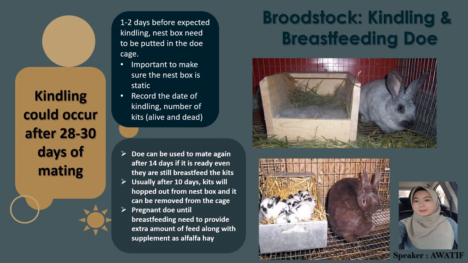Doe can be used to mate again after 14 days if it is ready, even if they are still breastfeeding their kids. Usually, after 10 days, kids will hop out from the nest box and it can be removed from the cage. Pregnant and breastfeeding does need to be provided an extra amount of feed along with supplements such as alfalfa hay.